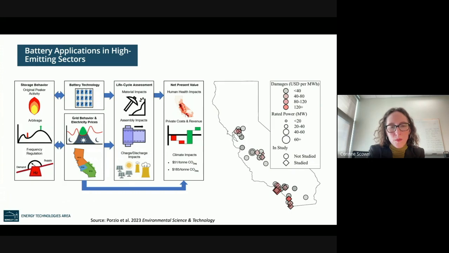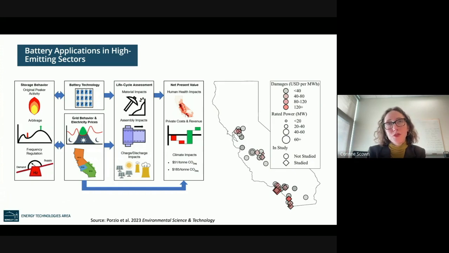And we know that there are particularly high emitting power plants that serve peak loads. So they don't operate very often, but when they do, they emit a lot. We call these peaker plants. And depending on how you project out the way that the grid is going to evolve, these might end up operating more often or for longer periods of time when they do have to get turned on.